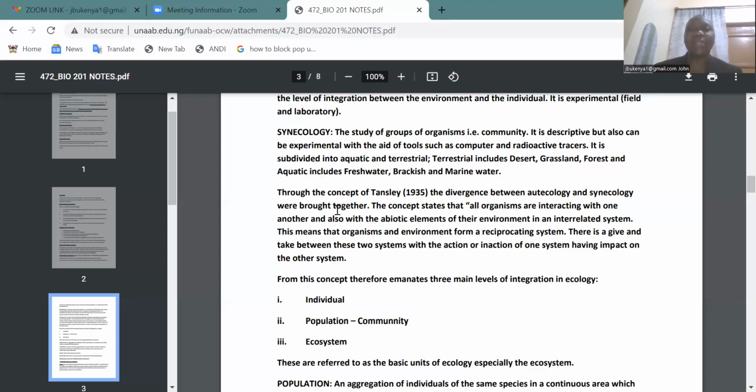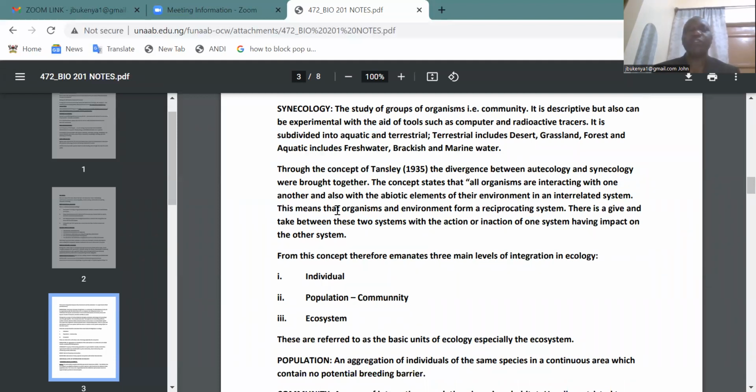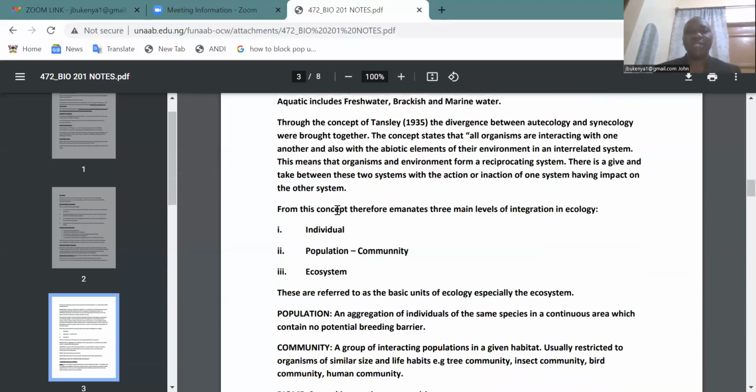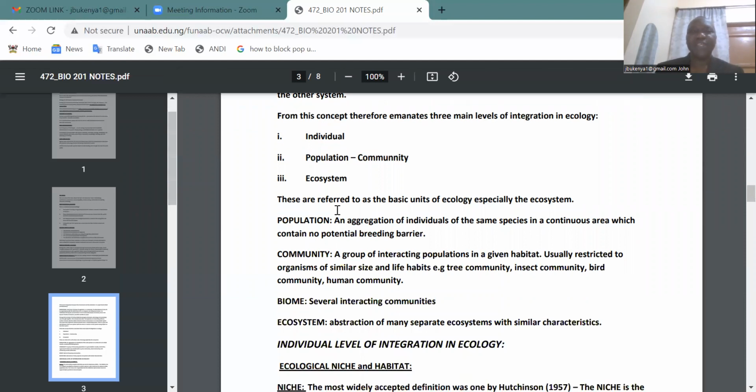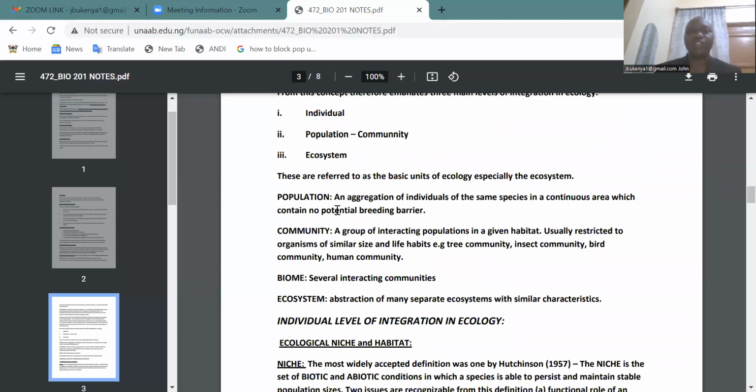This is analogous to the systems theory, which I've already told you about, that within the systems theory, all interactions among the different units in the system contribute to the functioning or to the interactions of the system as a whole. So from this concept, we are not looking at interactions of individual organisms, but we are looking at interactions of all organisms, regardless of the species to which they belong. I've already hinted that ecology could be studied at individual level, population level, community level, and ecosystem level. And those are the basic units of ecology.